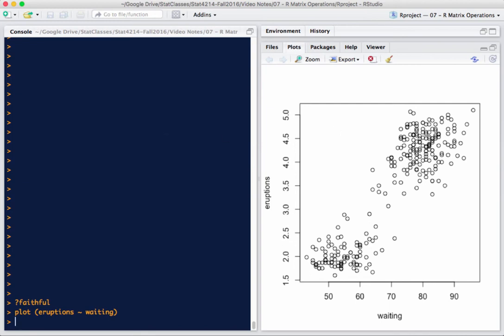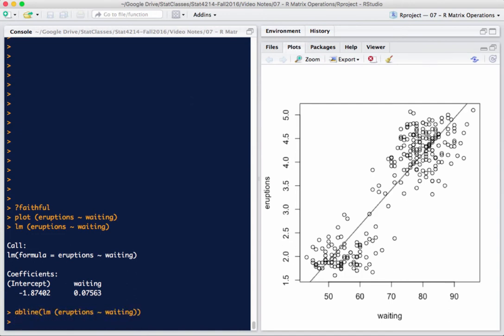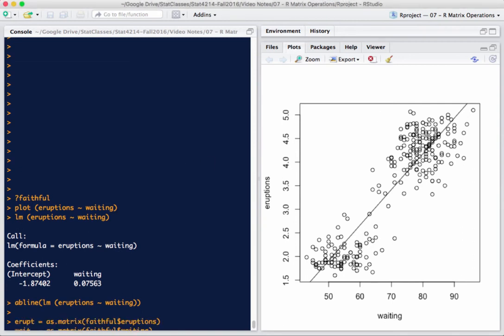Of course, in this particular case, simple linear regression is simply a matter of computing our linear model, and we can see what that looks like. We can also easily add our line to the graph, thusly, and we see our least squares line in this particular case. Now let's compute those coefficients, that negative 1.87 and that 0.075, using the matrix algebra methods.